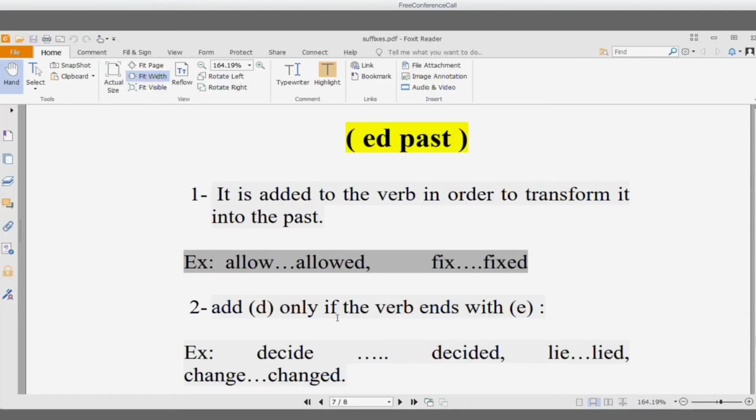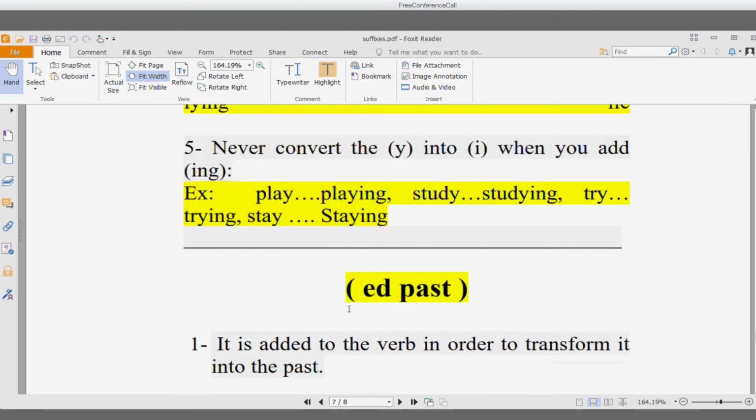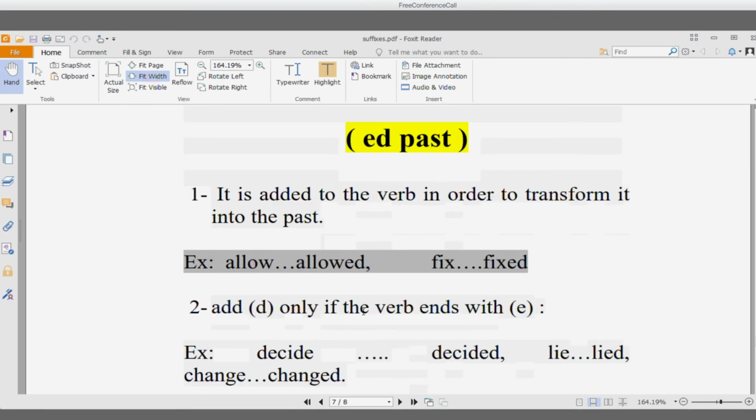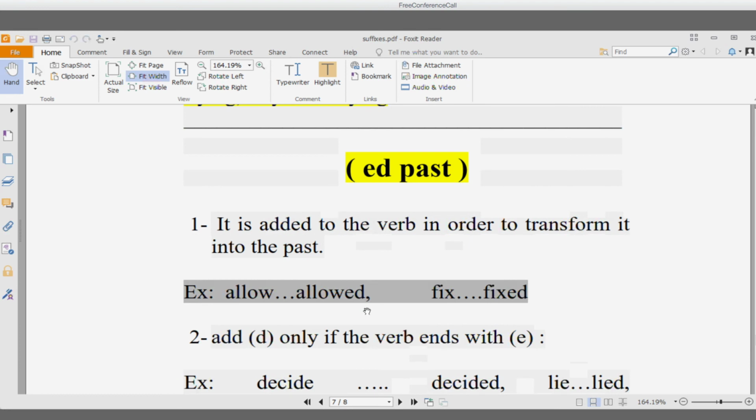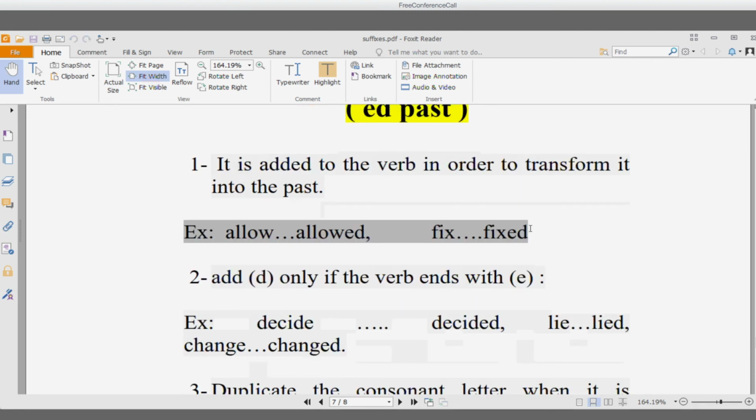Now we move to ed past, which is the last suffix we are going to talk about today. It is added to the verb in order to transform the verb into the past tense. So in the regular verbs, the normal verbs, we add ed to the end of the verb in order to transform it from the present to the past tense. For example, allow, allowed, fix, fixed.